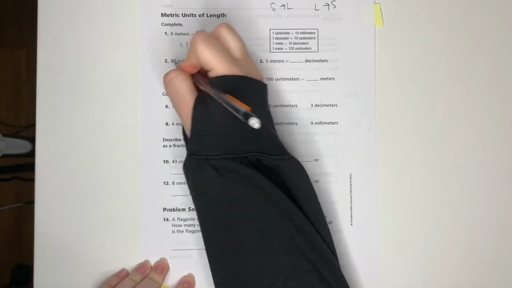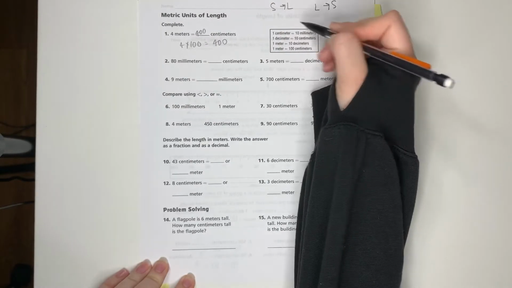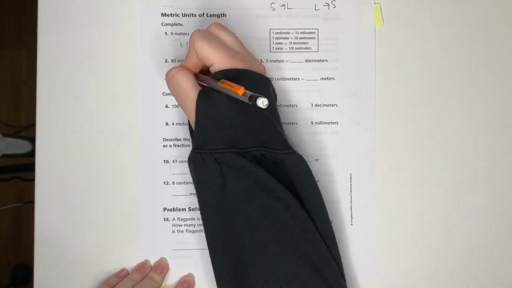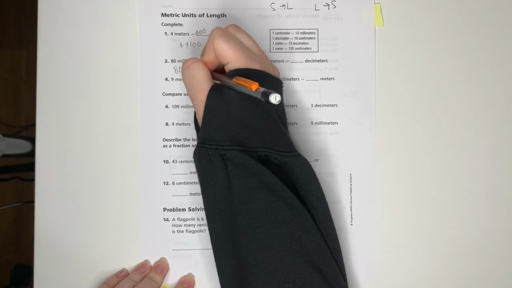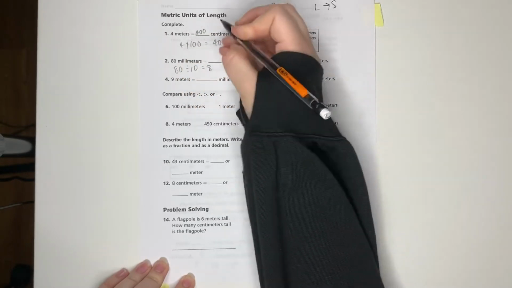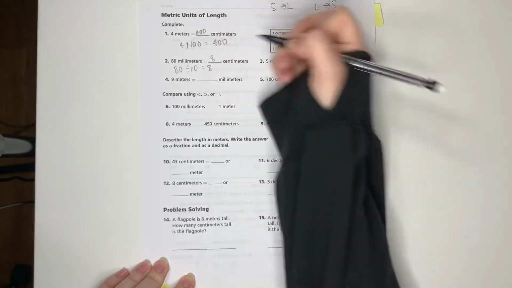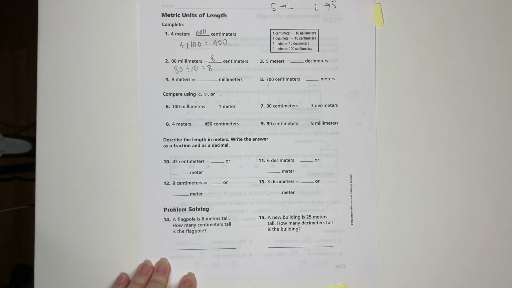So there's 10 millimeters for 1 centimeter. So we're going to be dividing 80 by 10, which gives us 8. So 80 millimeters is equal to 8 centimeters.